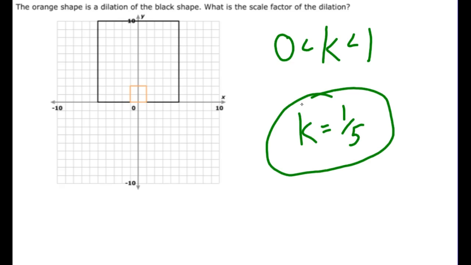Okay, so that wraps up this lesson. We had 4 different types of transformations. We had translations, reflections, rotations, and dilations. The first 3, translations, reflections, and rotations, those are all isometries, rigid motions, because they preserve lengths. They do not change the size of the pre-image. All they do is change the position. So a dilation is different than the other 3 because it changes the size of the pre-image.